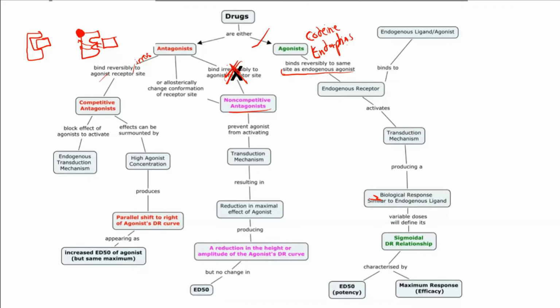Well, endorphins is technically a partial agonist. Codeine is a full agonist. So we'll talk about the difference there in a minute. But they both bind to the same receptor, bind to the same agonist site, and they cause the transduction mechanism and produce a biological response similar to the endogenous ligand. And we have our sigmoidal dose response curve, and we see our ED50 and our maximum response. And I'll show you that soon. So yeah. So any questions on agonists for now?